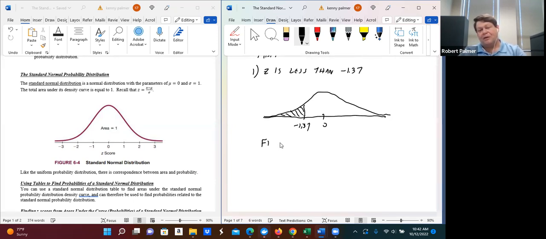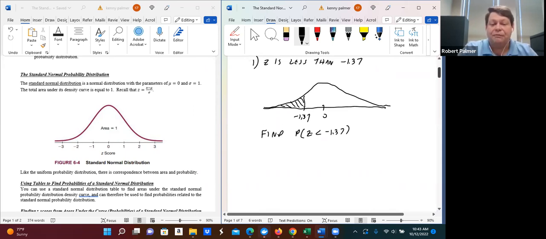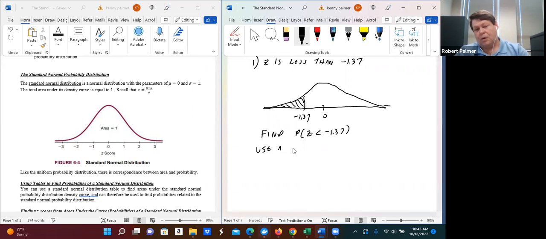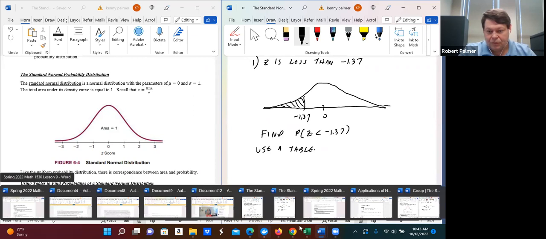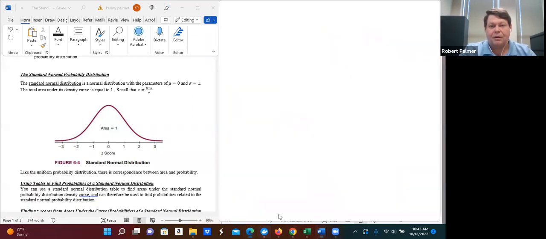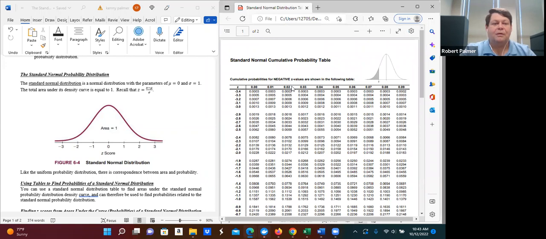So what we want to find is the probability, we'll write it this way, that z is less than negative 1.37. You can also write z is less than or equal to, because effectively that's the same thing, since the probability of being any one exact value is basically 0. How we're going to do that here is we're first going to use a table. I'll also put this table in our notes at the end of the lecture. So let's do that. Actually, I'm going to move it over here.